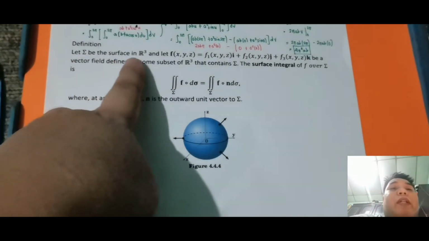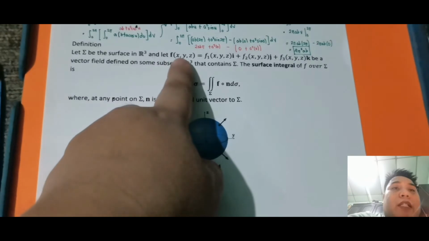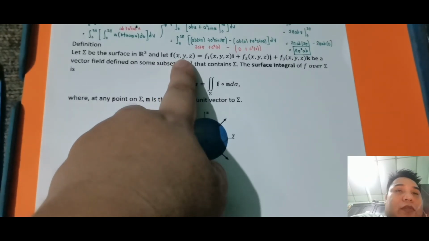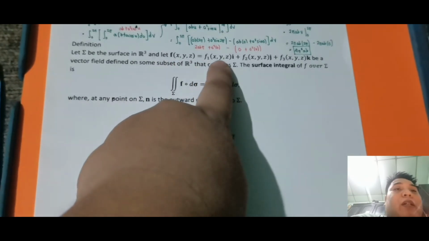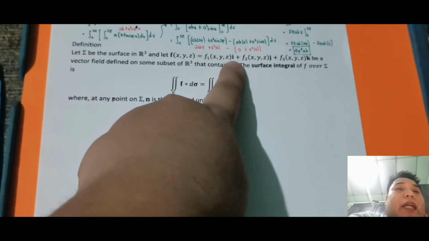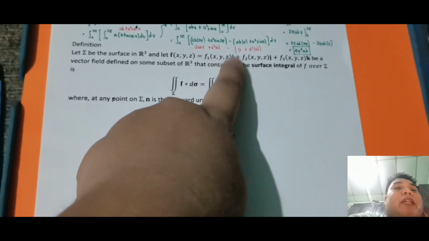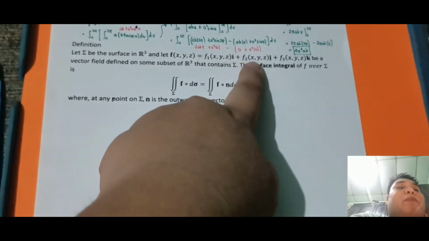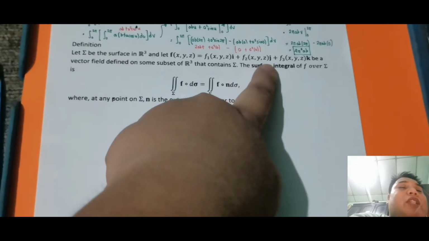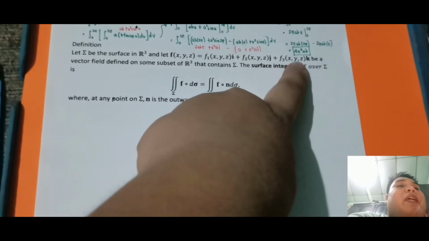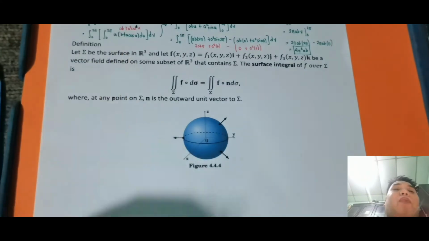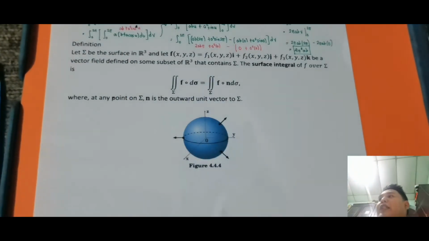Let sigma be the surface in R3 and let F of x, y, z be equal to f1 of x, y, z i, f2 of x, y, z j, f3 of x, y, z k be a vector field. So again, what if the vector field is the one given? Earlier, you were not given a scalar field.